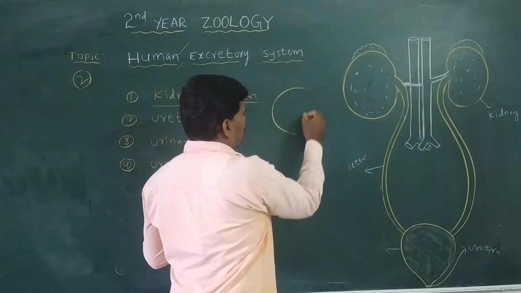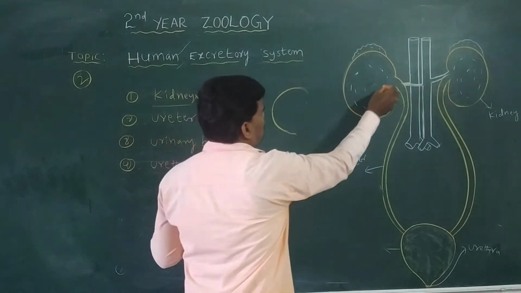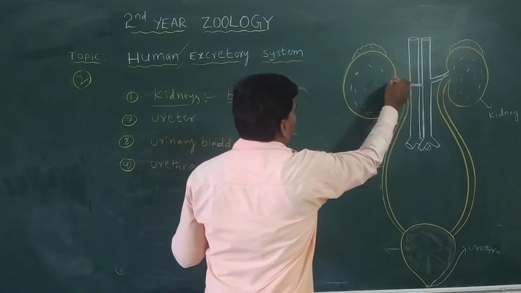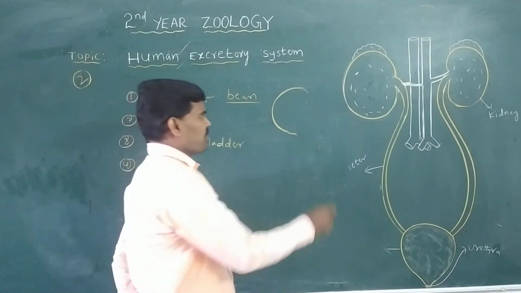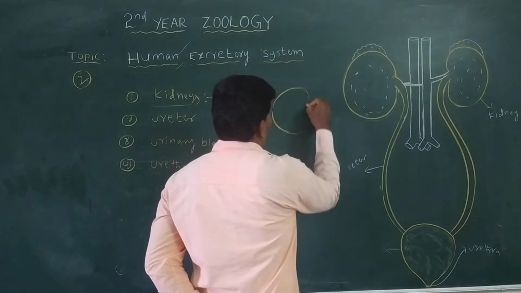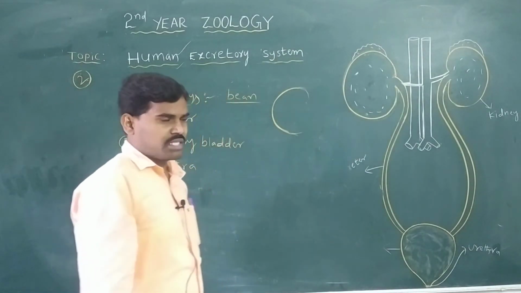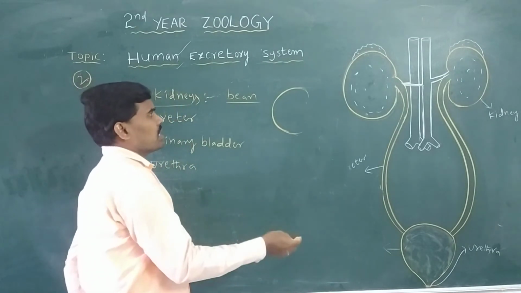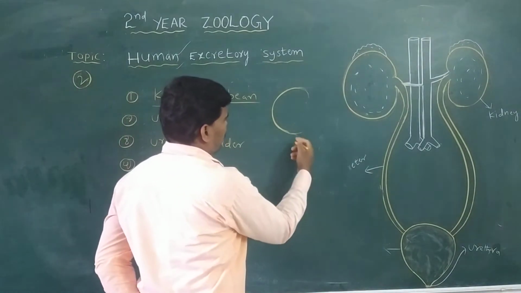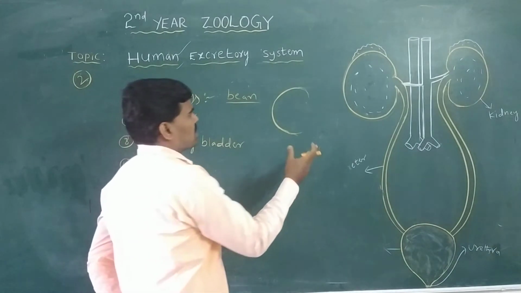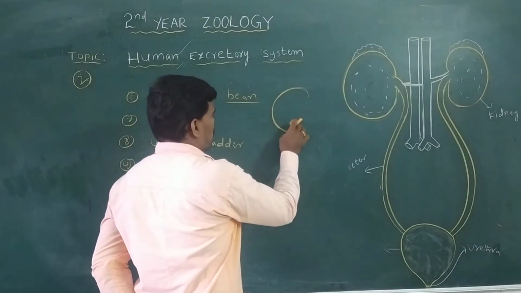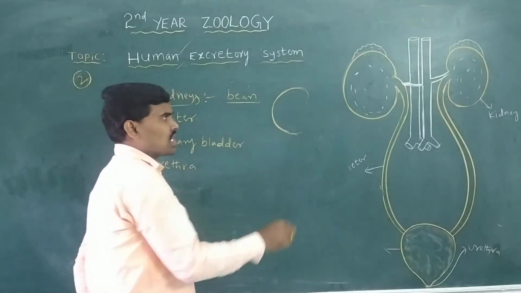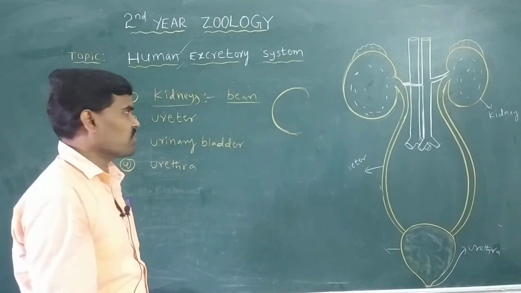The concave surface has the hilus. The hilum or hilus is present on the inner surface, the broad space. The convex surface is the outer surface, and the concave surface is the inner surface.